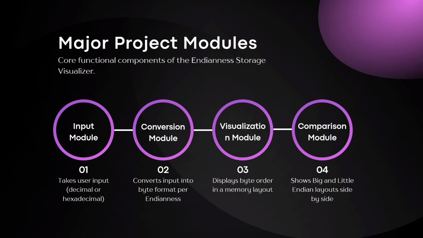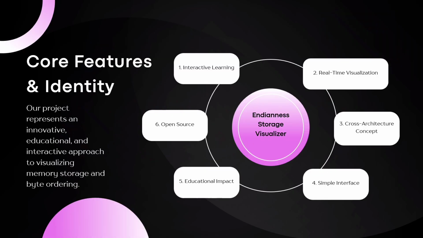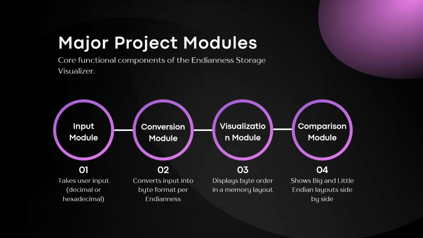Major project modules. Our project is made up of 4 major modules, each playing a key role in building a complete system. Input module captures user data in decimal or hexadecimal format. Conversion module converts that data according to the selected endianness. Visualization module graphically displays every byte in the correct order. Comparison module shows big and little endian views side by side. This modular design keeps our system organized, efficient, and easy to expand.